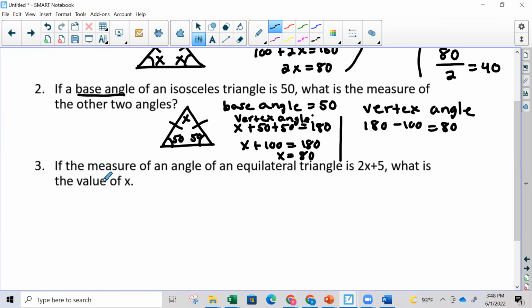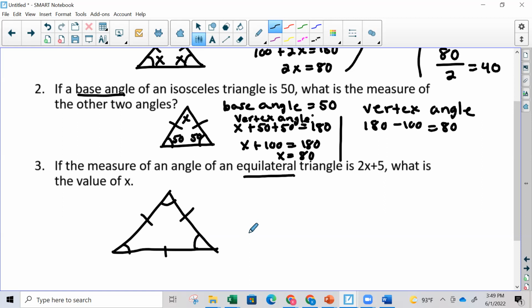So question 3 says, if the measure of an angle of an equilateral triangle is 2x plus 5, what is the value of x? Okay, so let's draw an equilateral triangle. Okay, an equilateral triangle means that all the sides are equal. And if all the sides are equal, we also know that all the angles are equal.